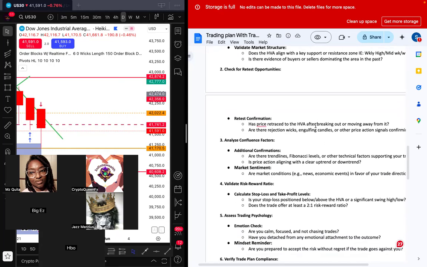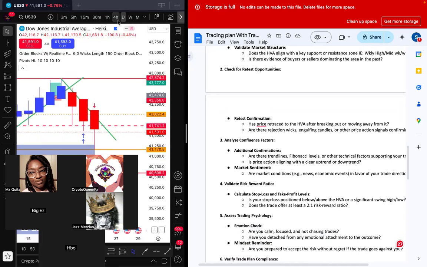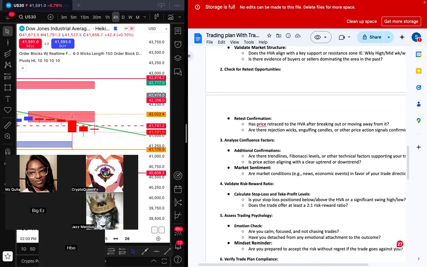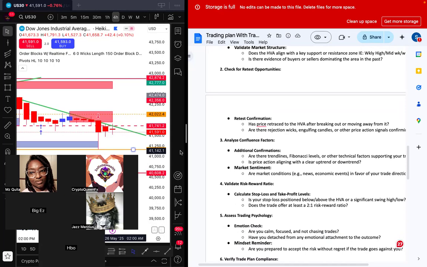Has price retraced the higher volume area before moving out or breaking away from it? Has it come in here? Have I seen it come into this area and not break it? Right here. Are there rejection wicks, engulfing candles, or other price action signals confirming? This is the rejection candle right here. That's telling me I'm looking for a buy because it's rejecting this level of support. This is a long rejection wick that came in and basically grabbed liquidity. That's indicating for me to sell.